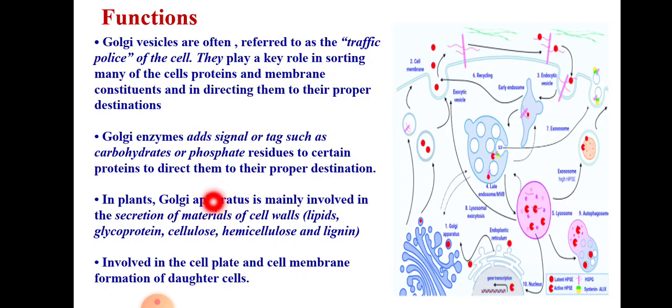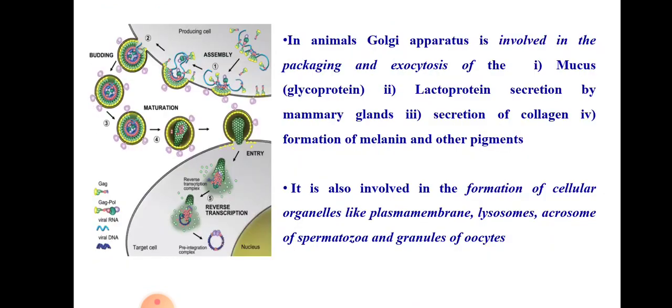In plants, the Golgi apparatus is mainly involved in the secretion of cell wall materials like lipids, glycoprotein, cellulose, hemicellulose as well as lignins. And it is involved in the cell plate and cell membrane formation of daughter cells also. These are the functions. It is illustrated by a very good image also.